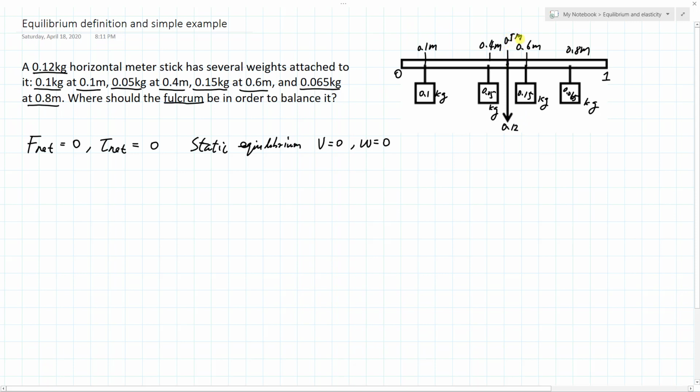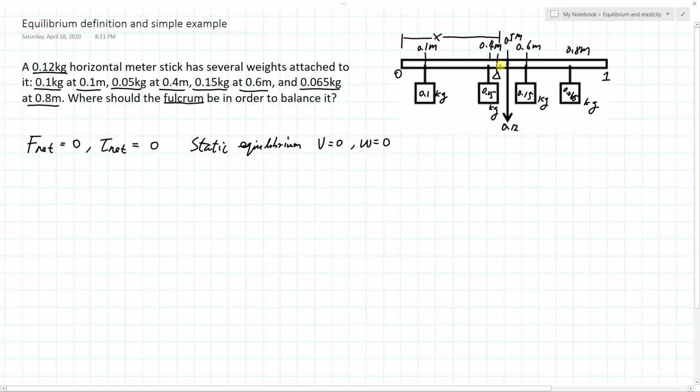We don't know where the fulcrum is, but let's take a brief look. There's a 0.065 over here, so that probably will tip the meter stick toward the left. But then you added some more weights, so I'm not sure where the fulcrum has to be. So I'll just pick an arbitrary location and put the fulcrum here. I'll call this location X. Right here, X. All right, so that's where the fulcrum is.